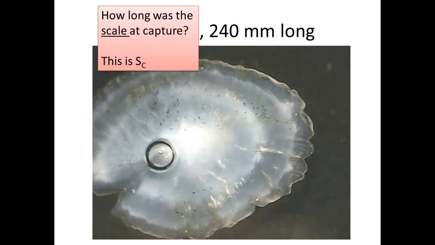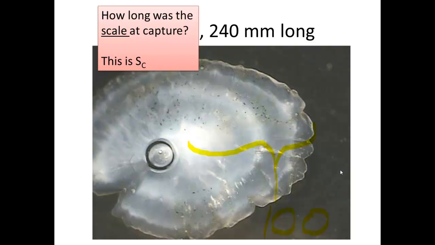How long was the scale at capture? That's the length of the scale. That's S sub C. And again, we take this picture. We can use some software to measure these distances, and we measure this distance right here from the focus to the edge of the scale. And just for our example, let's say that that was 100 pixels.